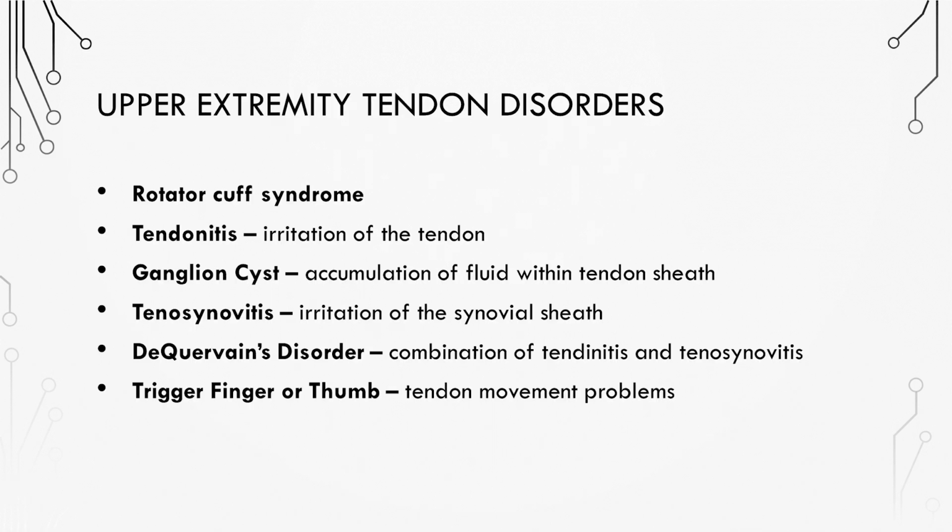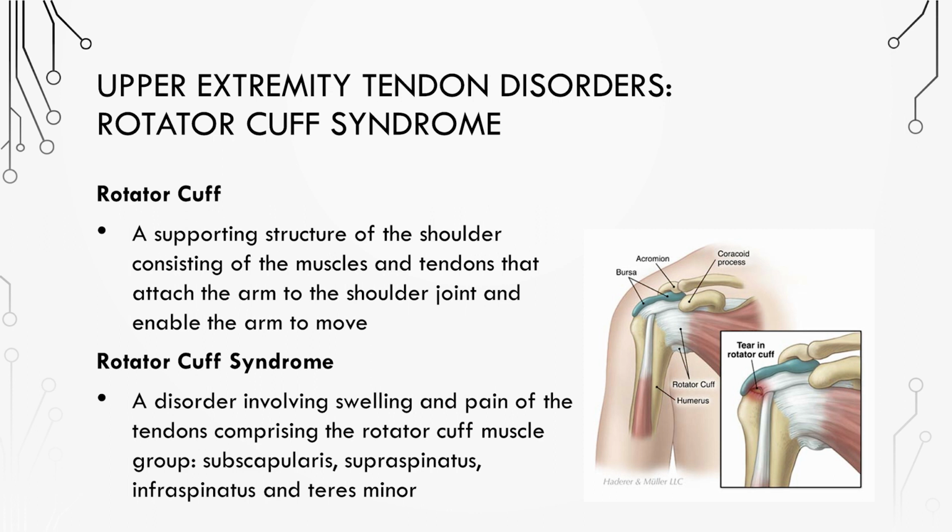Rotator cuff syndrome is a common musculoskeletal disorder, especially among athletes and occupations with repetitive upper body activities. It pertains to the damage caused to the tendons or muscles of the rotator cuff, resulting in swelling, pain, and often functional impairment of the shoulder joint. Before delving into the intricacies of the syndrome, it's important to understand the anatomical components involved.